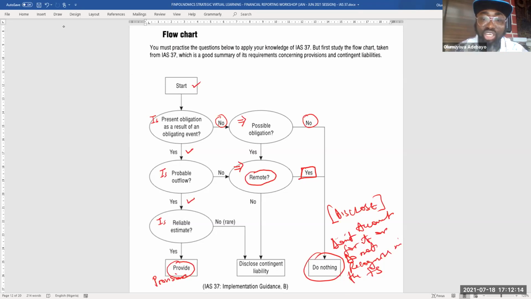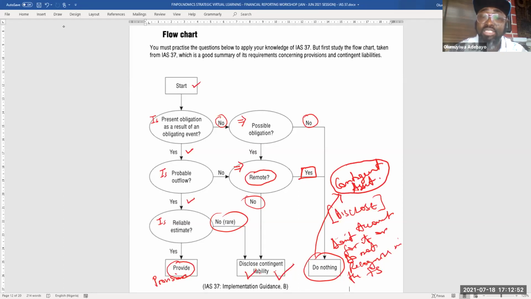Now, but if it's not remote, which means it might likely occur to some degree, therefore, what do you do? You recognize as a contingent what? Liability. Here also, if your answer is no, you also disclose a contingent liability. But this side is more of affecting contingent assets, because most times, as I've said, contingent assets will not even be disclosed, except if it is not going to be removed in that case.